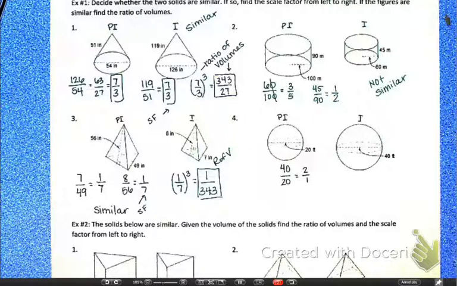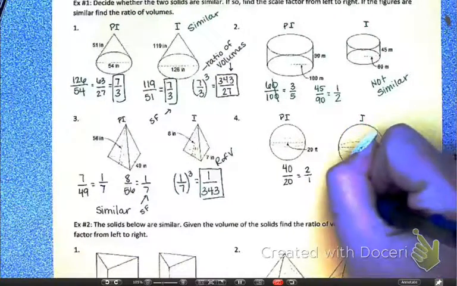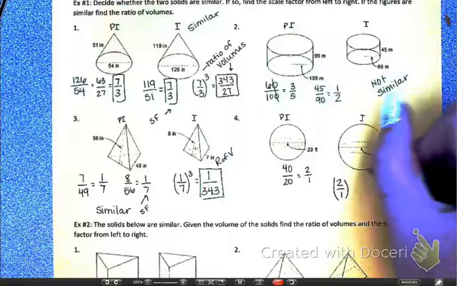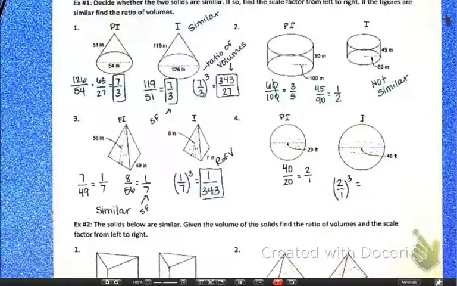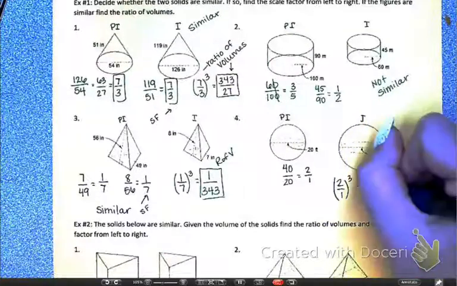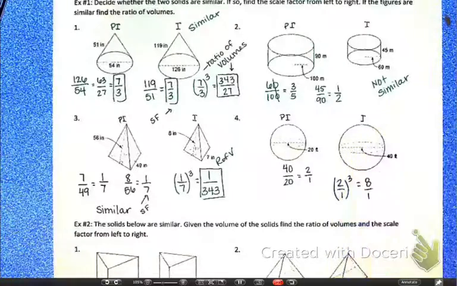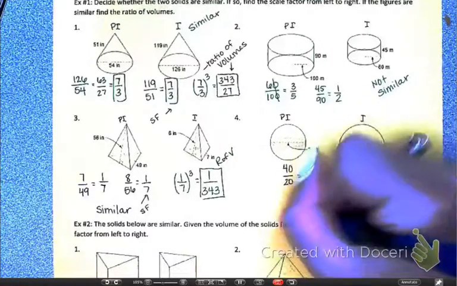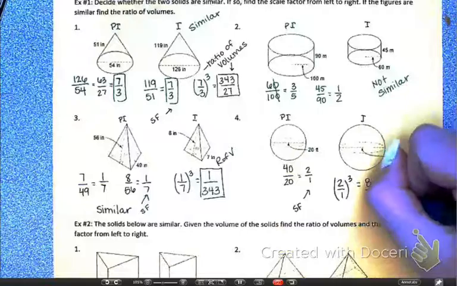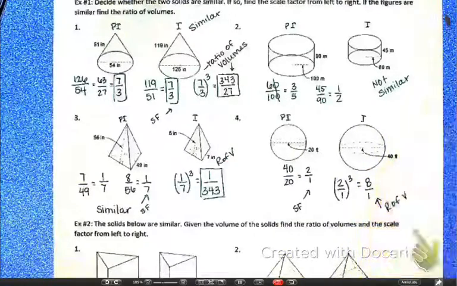Ratio of volumes. What did you get for 2 cubed? 8, and then 1 cubed? 1. So my scale factor is 2 over 1. My ratio of volumes is 8 over 1.